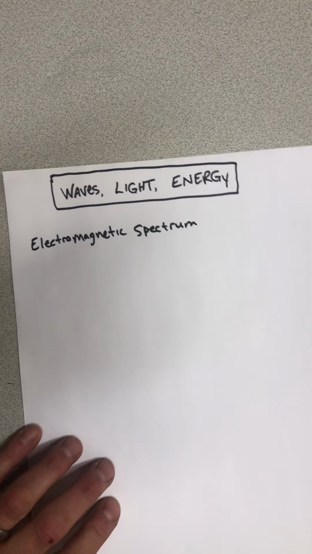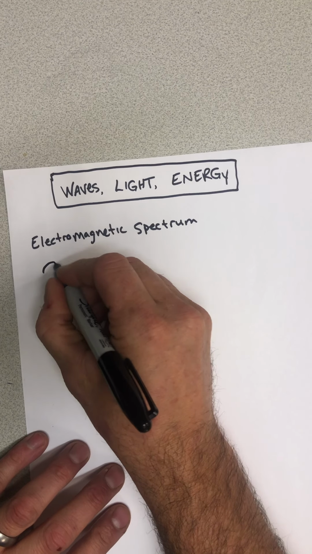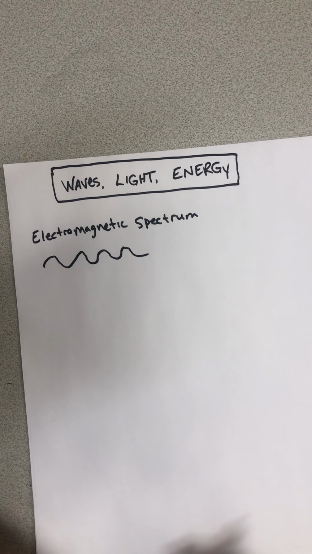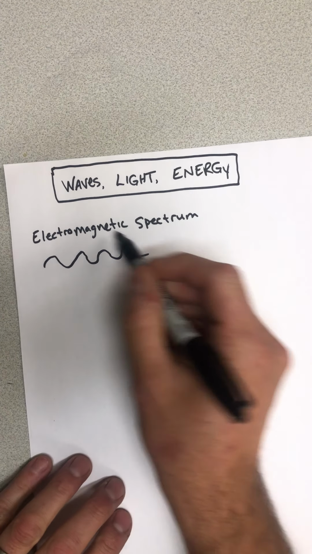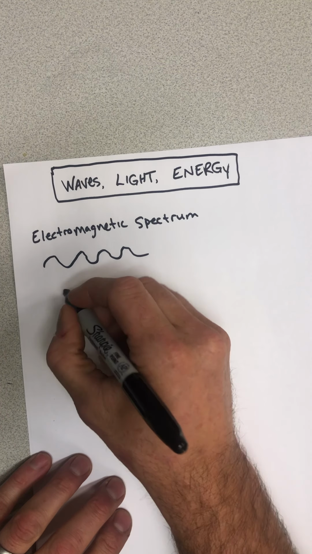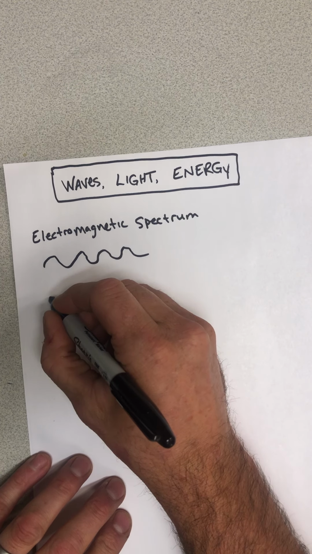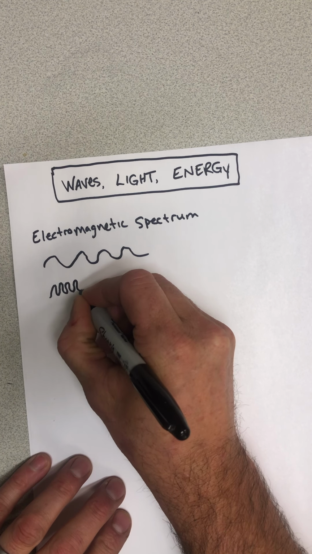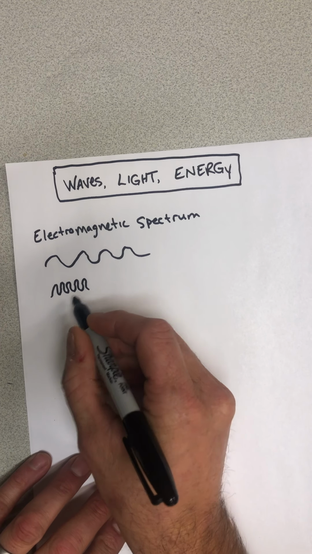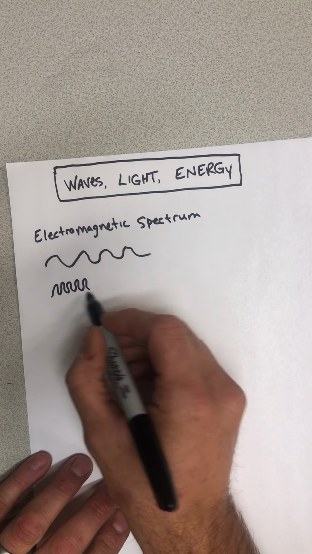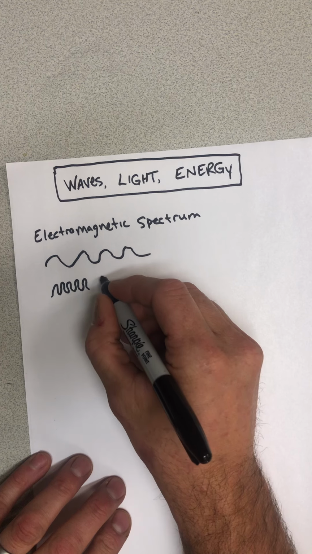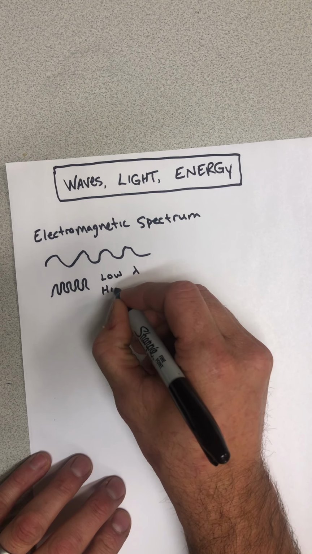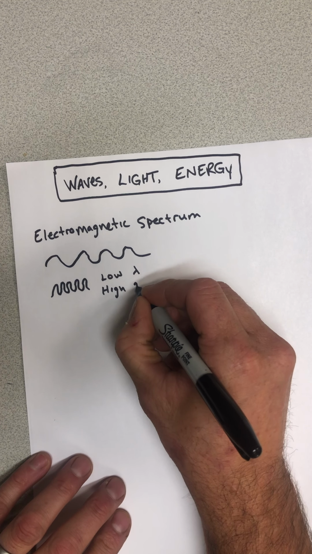And all of those waves are transverse waves. They look like this. They're the kind of waves that you think of as wave looking. And in the electromagnetic spectrum, we have waves that are very, very tightly packed like this. We would say that these have a very high frequency and a very low wavelength. So low wavelength and high frequency.